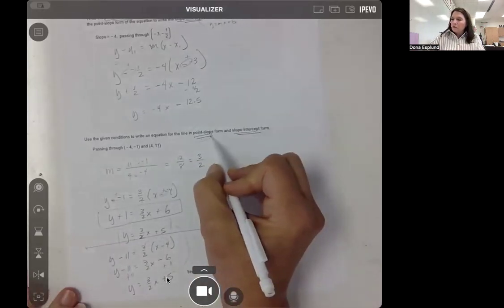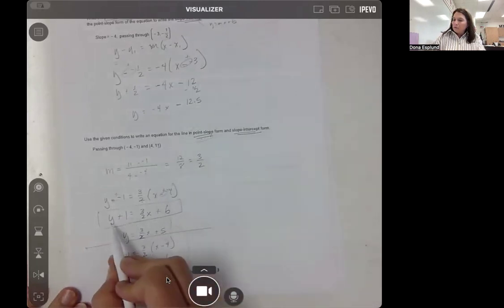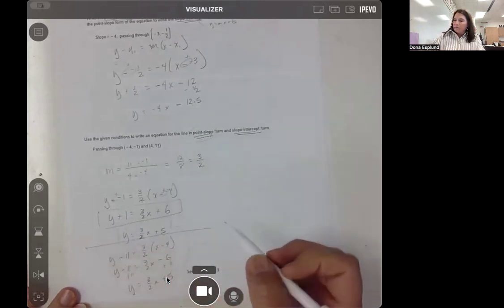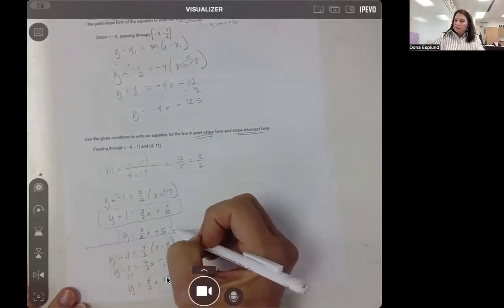So the point slope form, when we write it, would be this example, and then to go with the slope intercept form would be this next one.